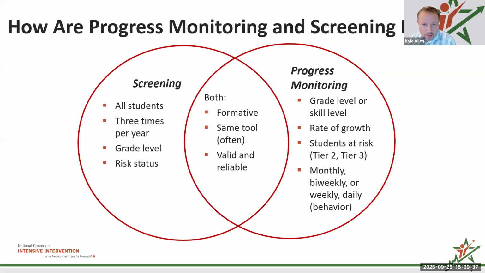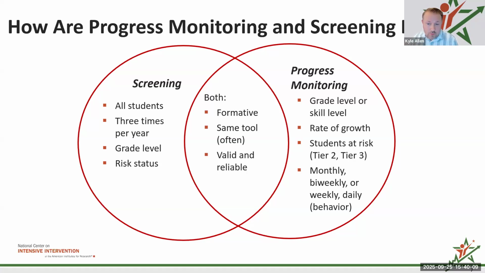Now, shifting to progress monitoring, because that's why many of you are here today, that is really about grade level or skill level, right? So oftentimes we can progress monitor on the grade level that the student's enrolled in, but oftentimes, and we'll talk about this on a slide later, we might have to drop back, right? And really measure certain skills that perhaps a student didn't obtain earlier on in their academic career. Progress monitoring helps us determine rates of growth. I like to call those rates of improvement.